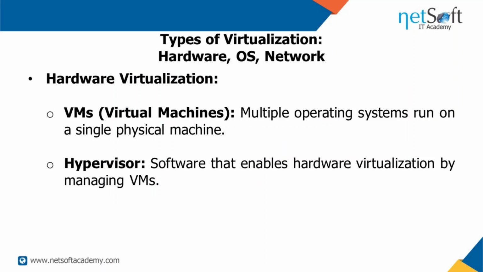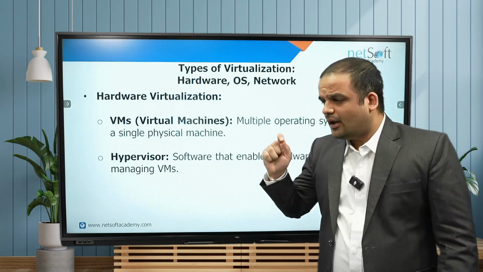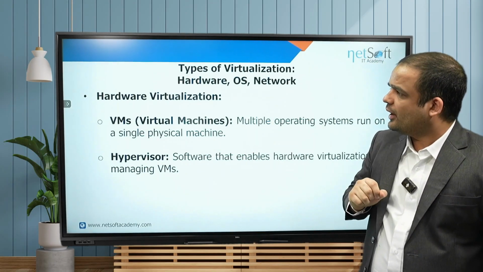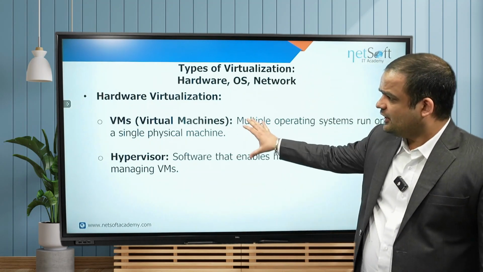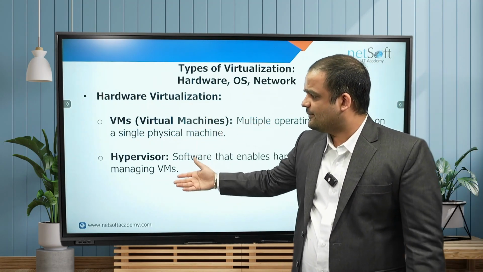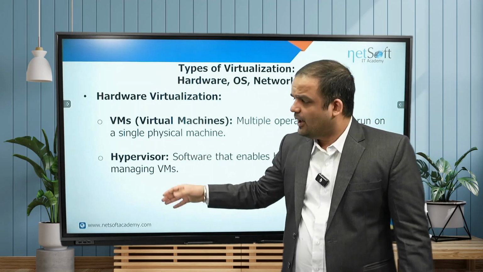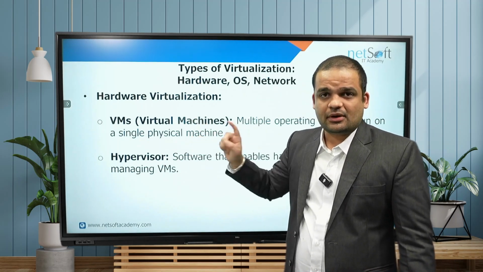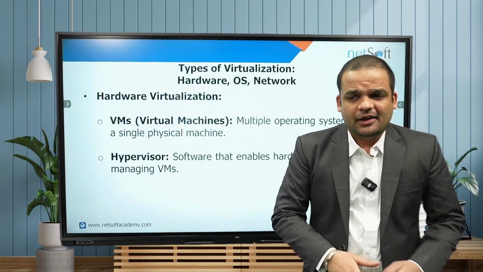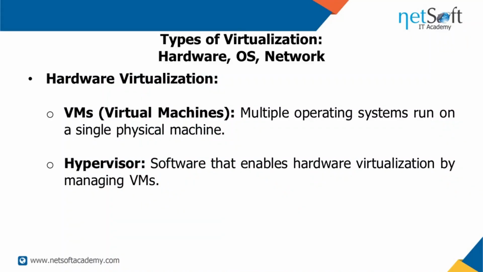Now let's look at some types of virtualization, whether it is hardware virtualization, operating system, and more. First, we will go with hardware virtualization. Over here, you can see that we have VMs, we have hypervisor. We will talk about it. Before we go to hypervisor, let's talk about VMs. But remember, they are connected. So how can you define a virtual machine?